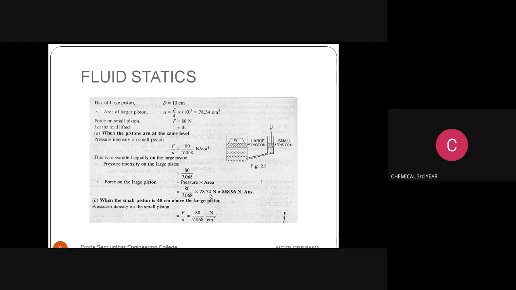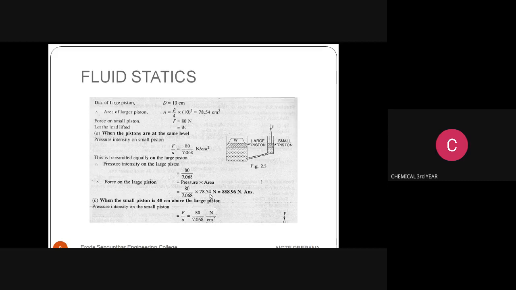Since the pistons are at the same level, there will be an equal amount of pressure transmission on the large piston. So you will be getting 888.96 Newton. So this is for the first case. So what is the second case?